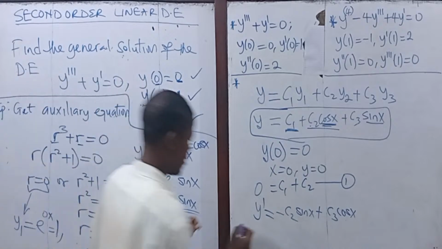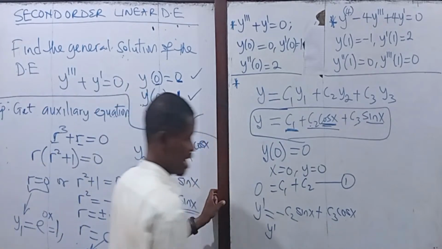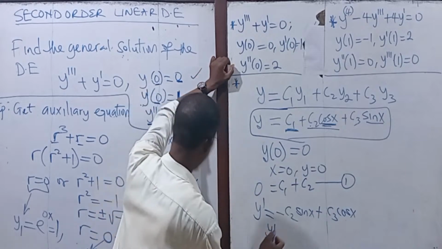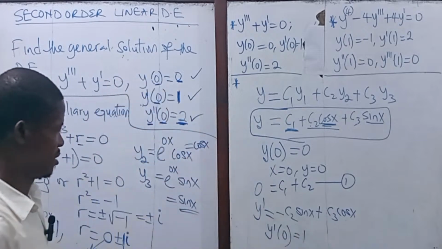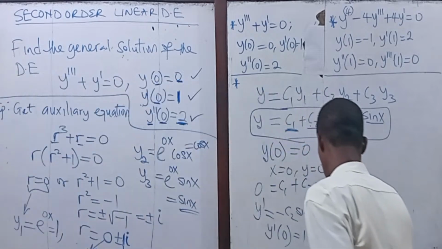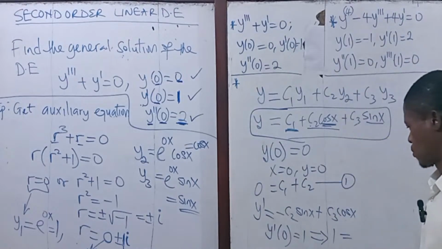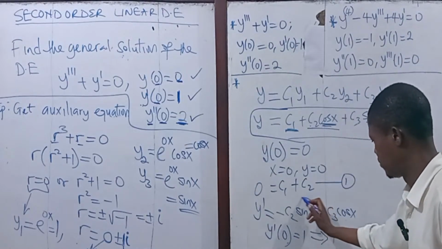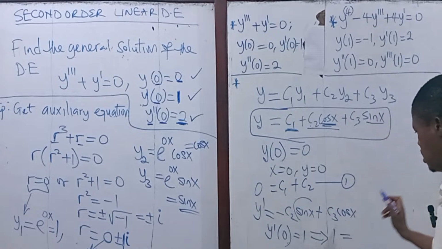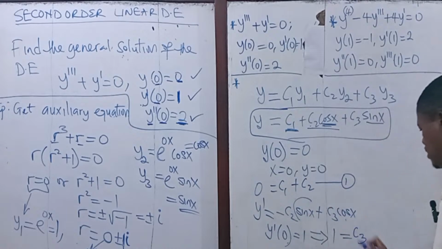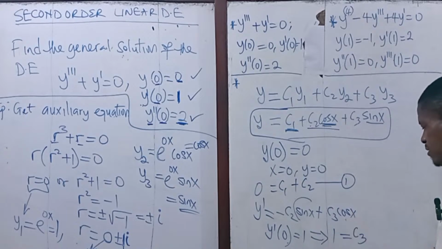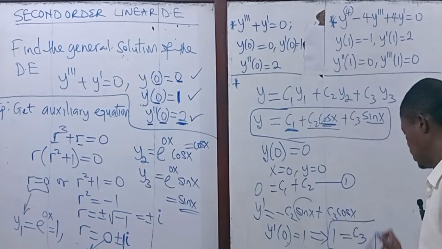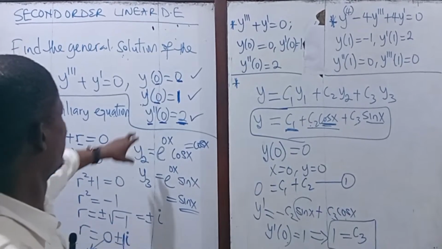Then we can make substitution of the initial value condition. For y prime, when x is 0, y prime is 1. So we have 1 equal to, with x as 0, that one disappears and we have C3 in this place. Cos 0 is 1. So C3 is 1.